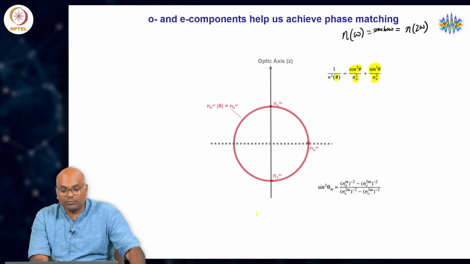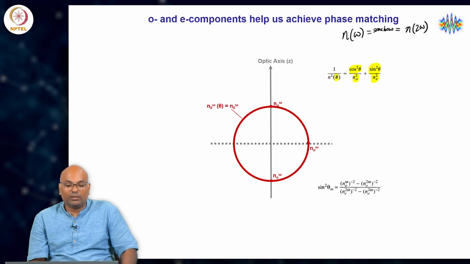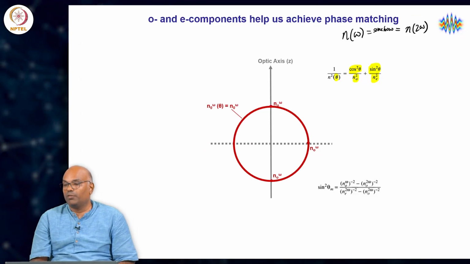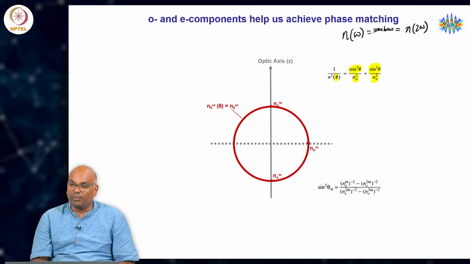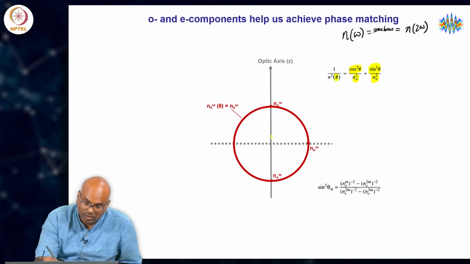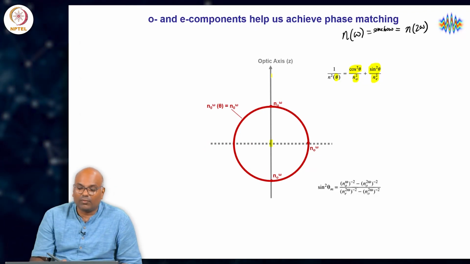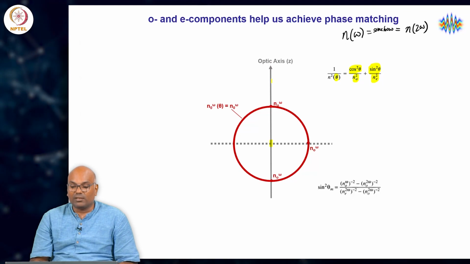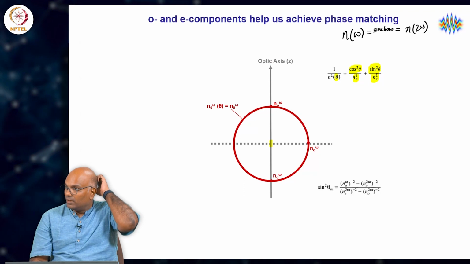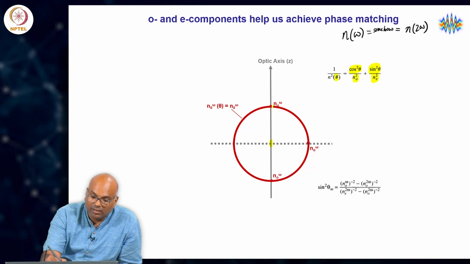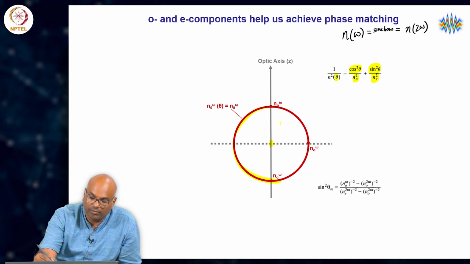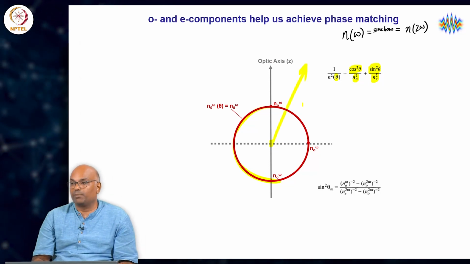Now, consider the ordinary refractive index of the medium. The ordinary refractive index of the medium is, as I said, for a beam with optic axis z, the ordinary refractive index does not matter. The ordinary refractive index remains the same independent of the angle the k vector makes with respect to the optic axis.